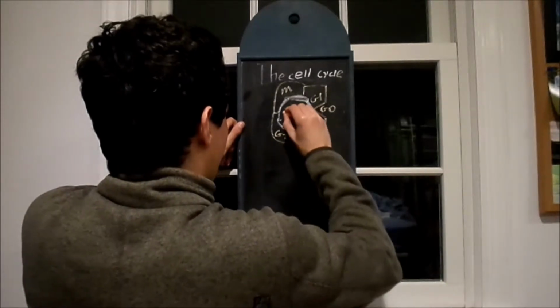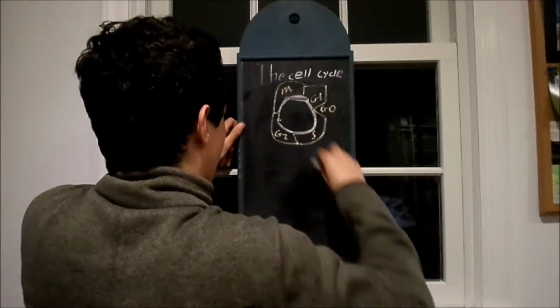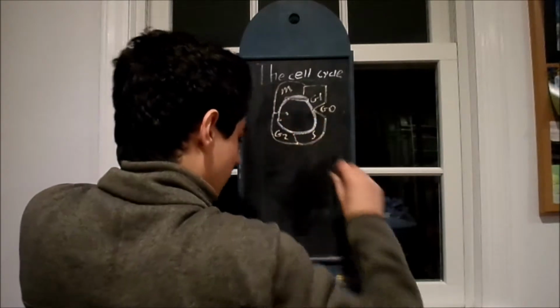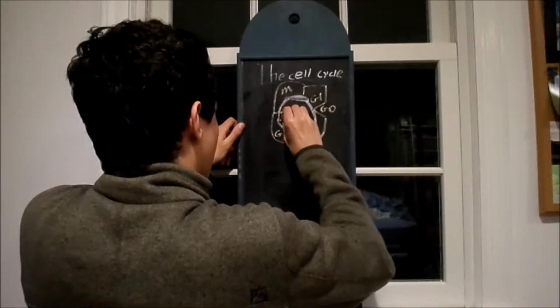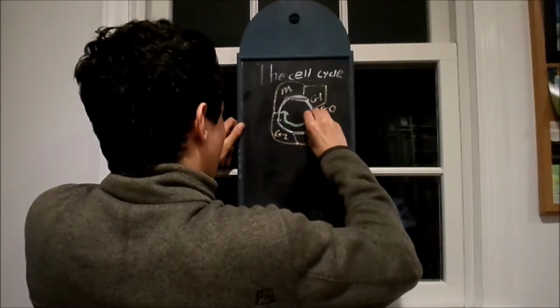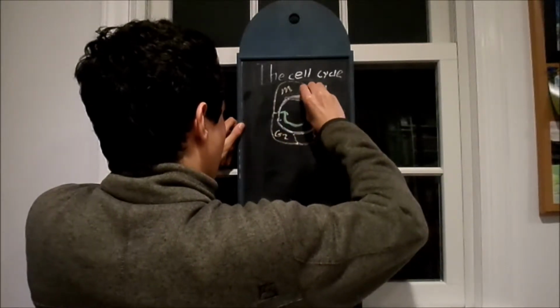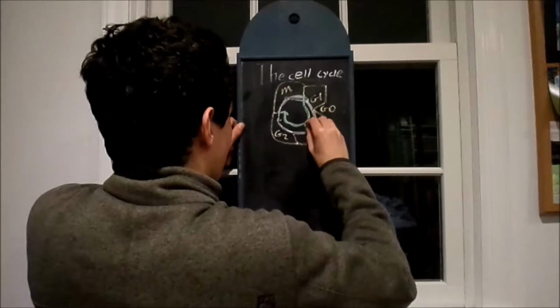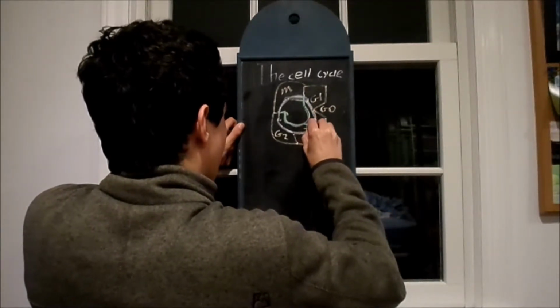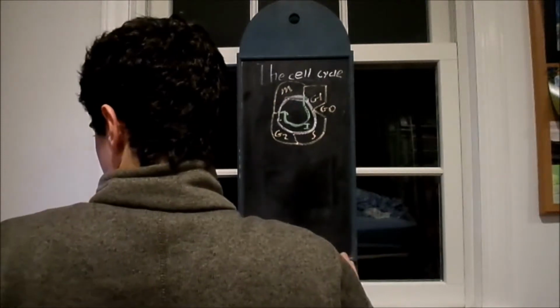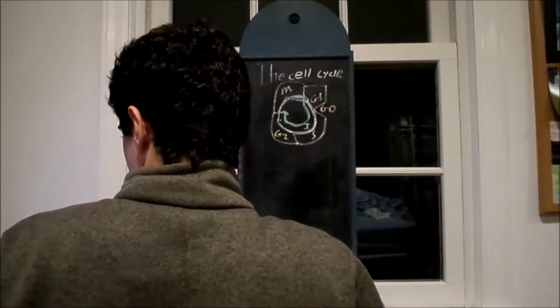So as you can see here, G0 is in between G1 and the S phase, and in G0, the cell can, if it's a neuron or a muscle cell that doesn't need to replicate, just go there and do its job. Or if it doesn't have enough resources, or if it's not healthy enough to replicate, it can also stay there until it is.